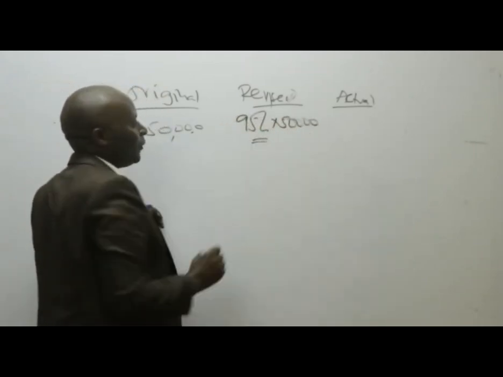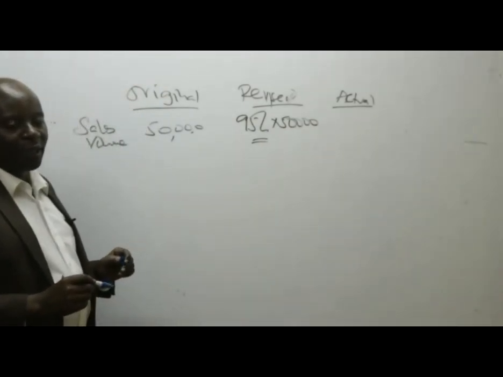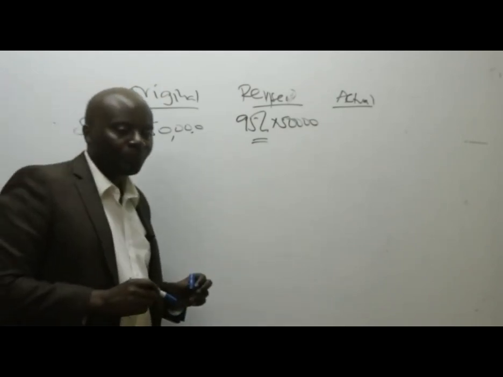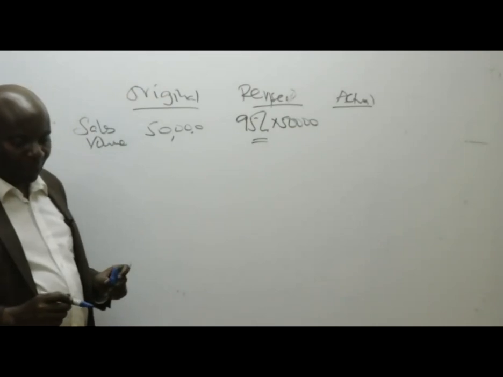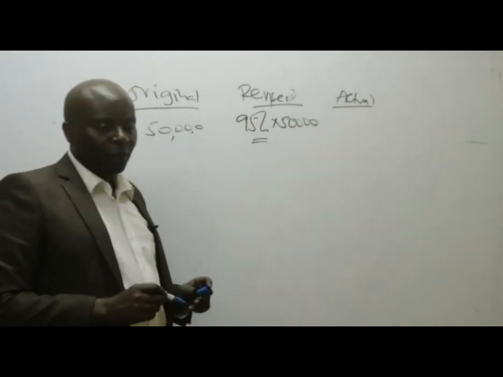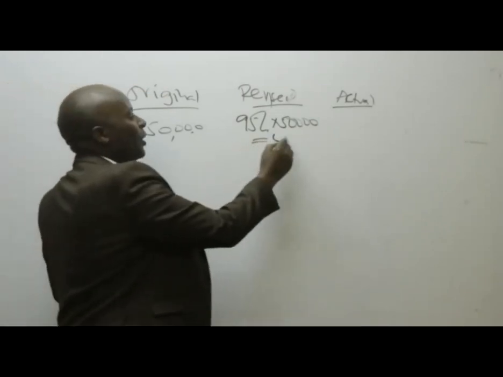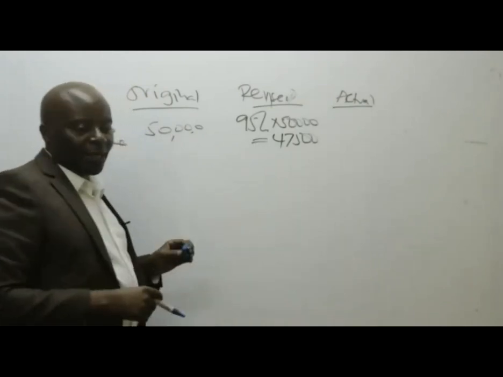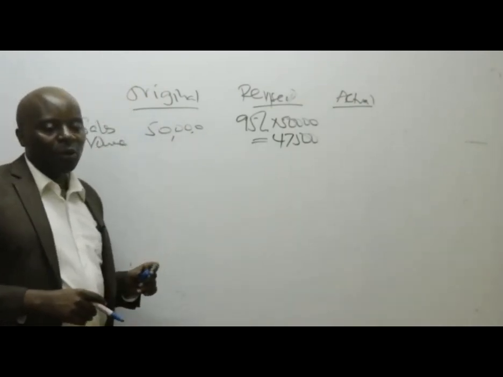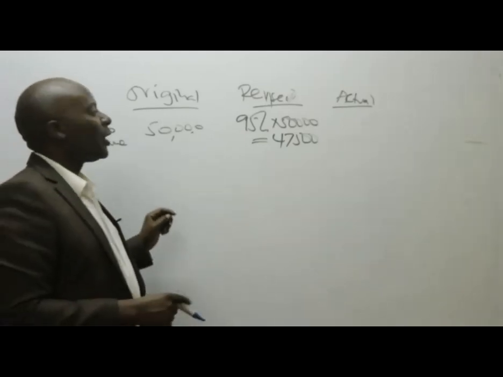You will put a figure. 95% of 50,000, that will give me what figure, somebody? 95% of 50,000 will give me 47,500. But at the end of the day, is there anybody who is able to remember the actual quantity we sold? They say it is 48,000. Thank you very much.